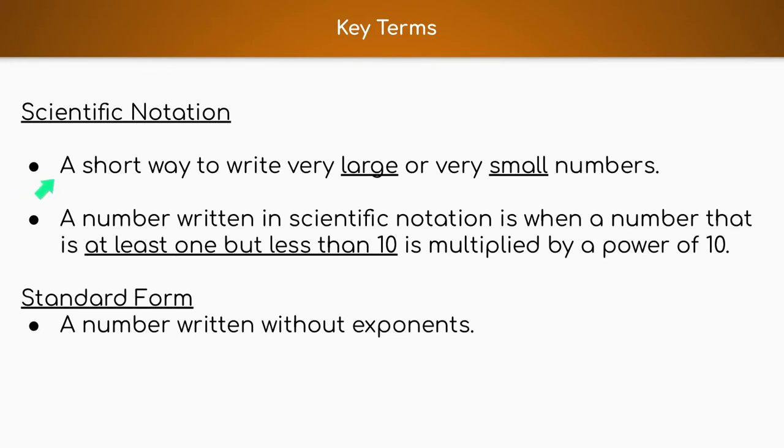Scientific notation is a short way to write very large or very small numbers. A number written in scientific notation is when a number that is at least 1 but less than 10 is multiplied by a power of 10. And standard form is a number written without any exponents.